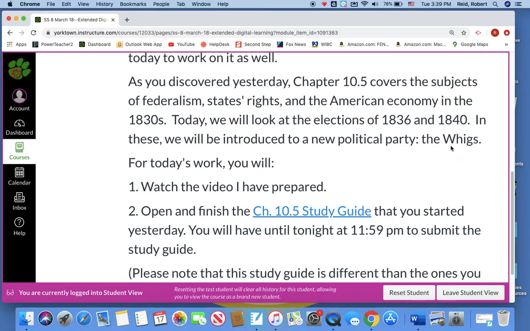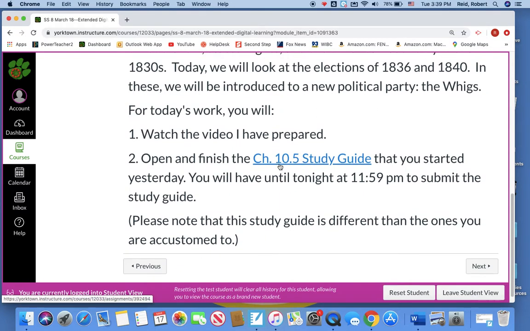Now, Whigs is Whigs. That is not wig like you put on your head. That's Whigs. It's an old term when it comes to a political party from old school Europe, old school England. There were mainly the Tories and the Whigs, two different parties, and that kind of continued on over into the United States. So you're watching the video right now.